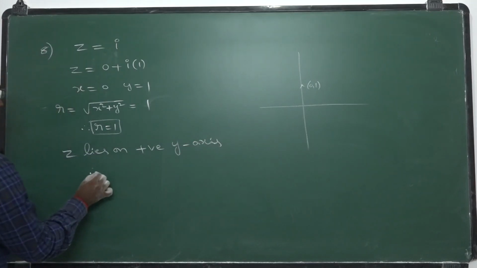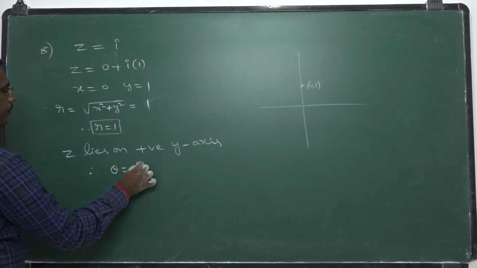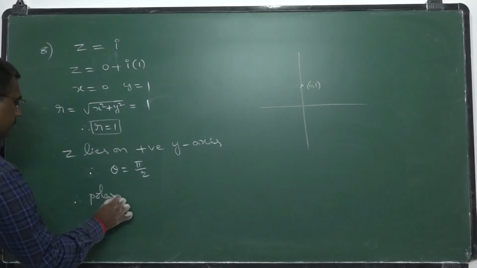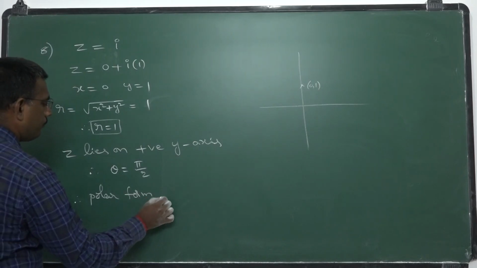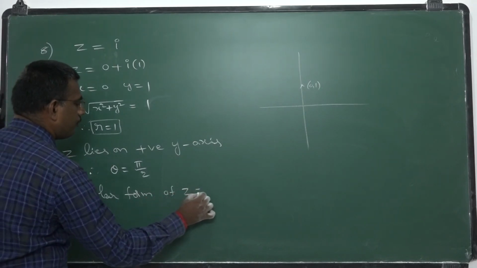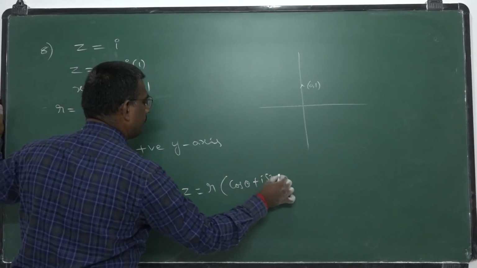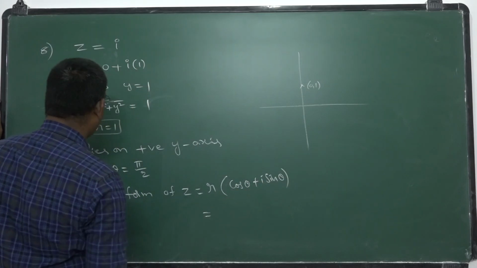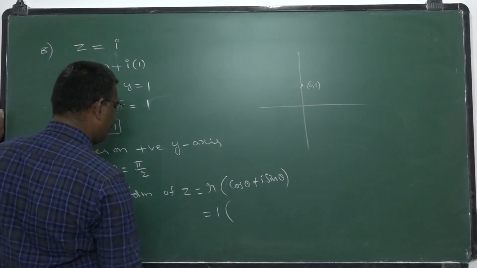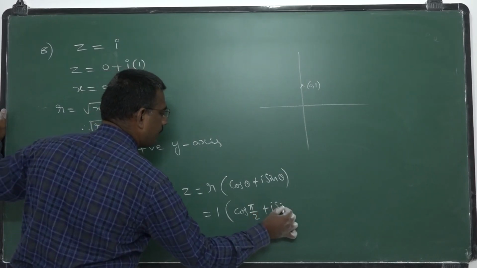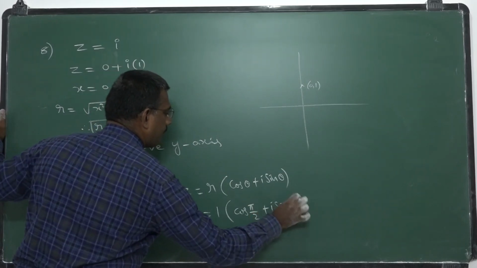Therefore theta equals pi by 2. The principal argument will be equal to pi by 2. So therefore polar form of z is equal to r of cos theta plus i sin theta. That is equal to r value is 1 into cos pi by 2 plus i sin pi by 2.